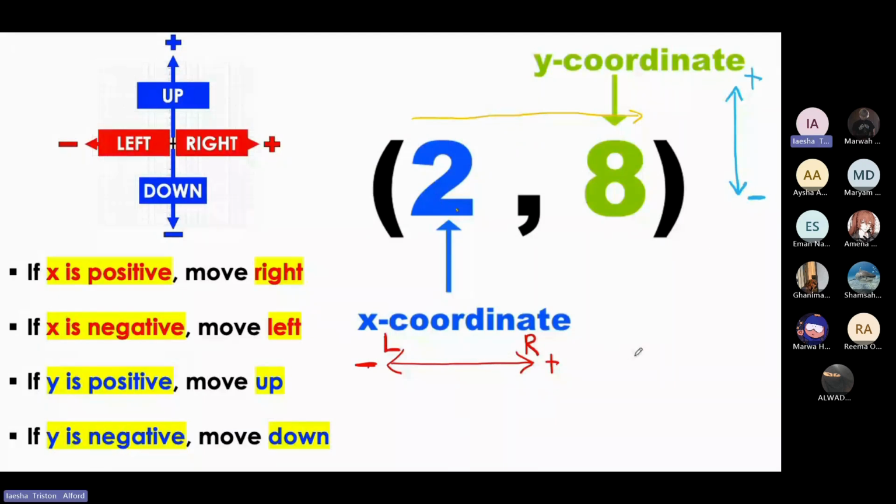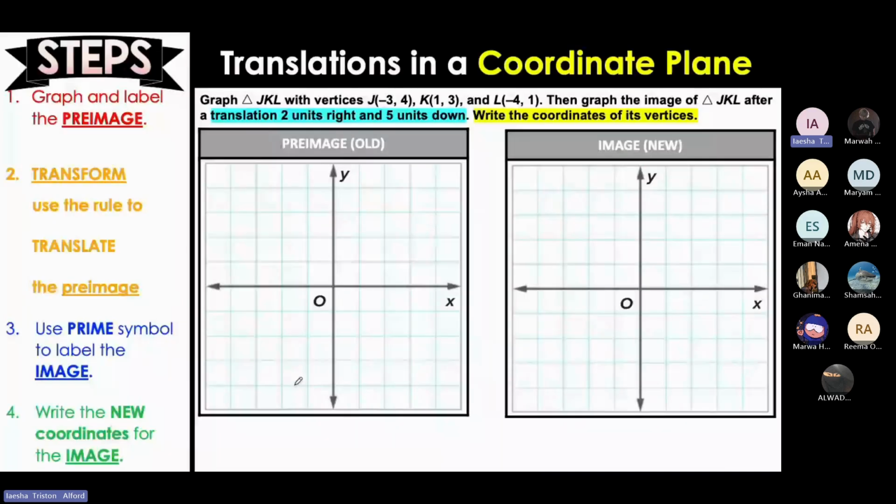So to get a full mark on this question, you have to know where the x coordinate is, where the y coordinate is, and what the movements are. Right is positive, left is negative, up is positive, down is negative. If you can keep those correct, you should be fine for this question. Okay, so this one we did in class. So I will just go quickly to remind you about how to graph, because I feel like they're going to ask you to graph the pre-image and the image.